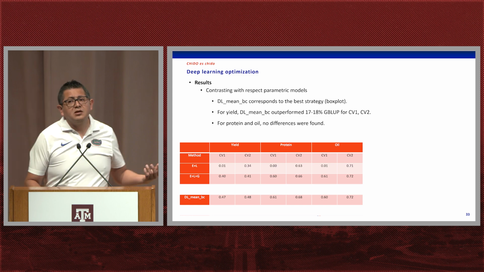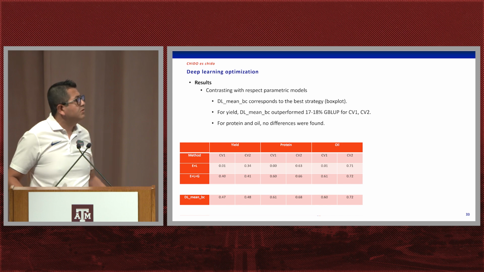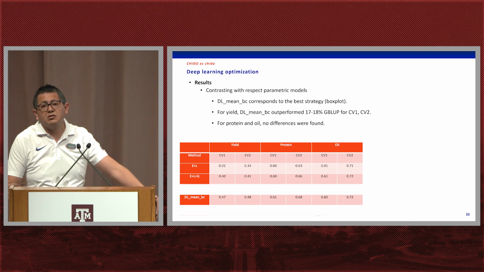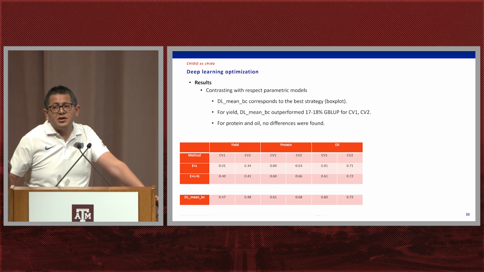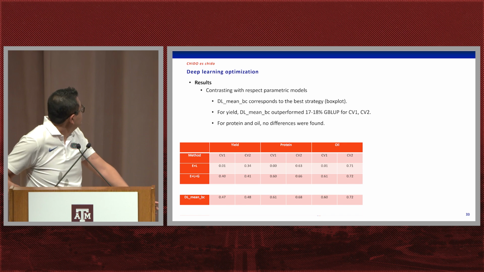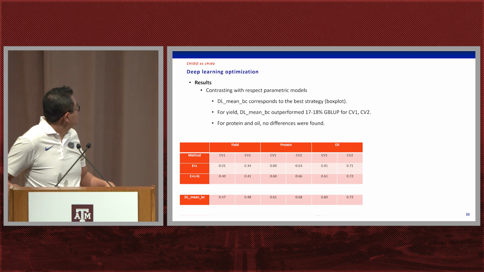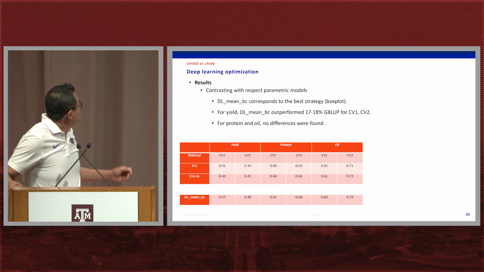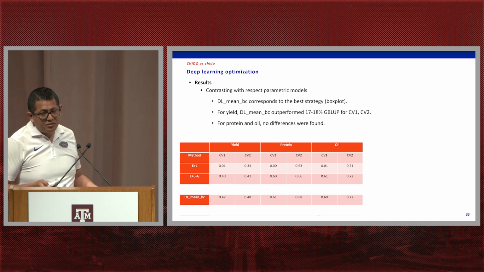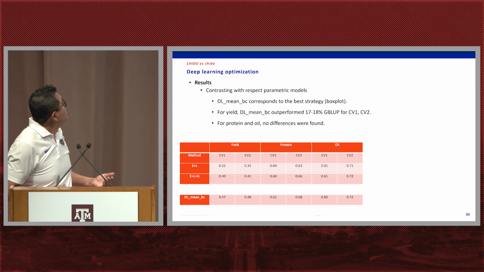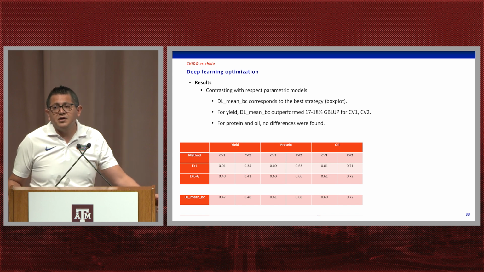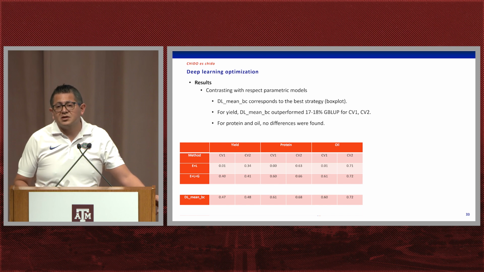We contrast this with parametric methods, and we consider three models. Initially two models: a model without marker information, and a model that includes main effects of the markers. In this case, deep learning mean BC corresponds to the box plot that returns the highest correlation. And it's clear we can improve results with respect to the main effects models by 17 to 18% for grain yield for CV1 and CV2, but not for the other traits, probably because those are less complex.